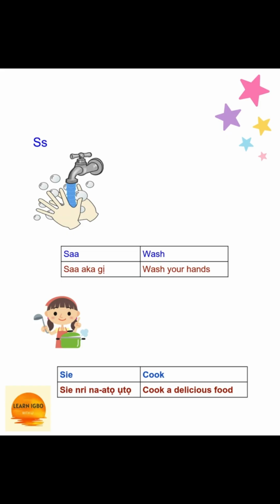Our next letter is the letter C. In the English alphabet, this is the letter S. Used in word examples. Number one. Sa. Wash. Used in a phrase or sentence: Sa aka gị. Wash your hands.